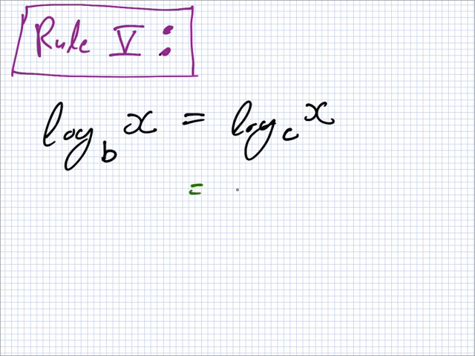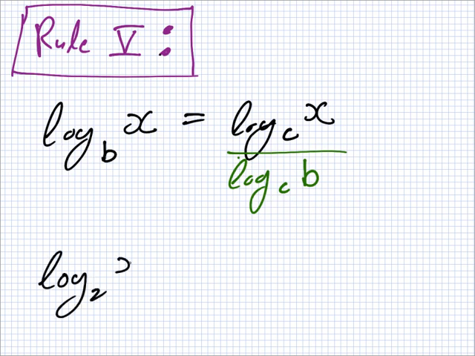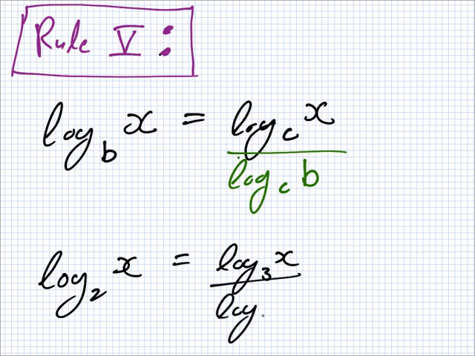The price you pay is you have to divide by log_c b. Okay? So for example, let's say you have log base 2 of x, and you don't want base 2. Maybe for whatever reason you want base 3. If you were to change it into base 3, the price you pay for making that change is you have to divide this by log_3(2). So this is the price you pay for making a change of base to a number you want.